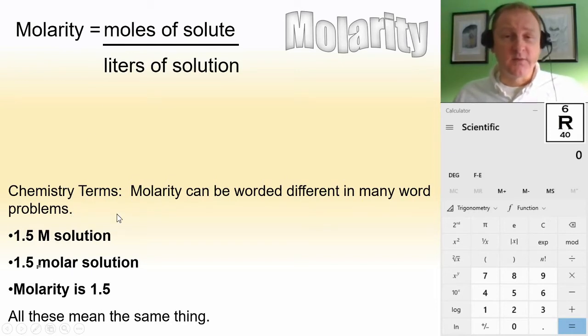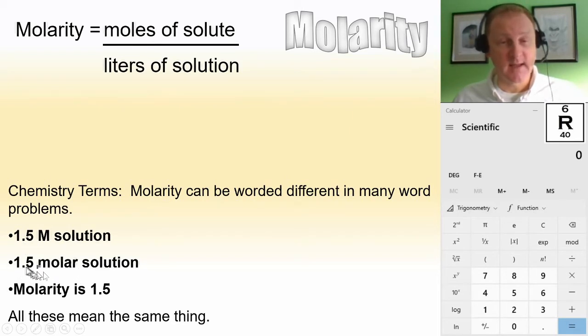Something students get confused about when they're first exposed to the word molarity is the way it's used in problems and in chemistry. So molarity can be worded many different ways. So you might see it written like this, 1.5 M. That means the molarity is 1.5. It might be written as 1.5 molar. So a 1.5 molar solution means it has a molarity of 1.5. So you can see a capital M, that's the abbreviation, or it might be molar, or they might write the molarity is 1.5. So this is all the same thing.